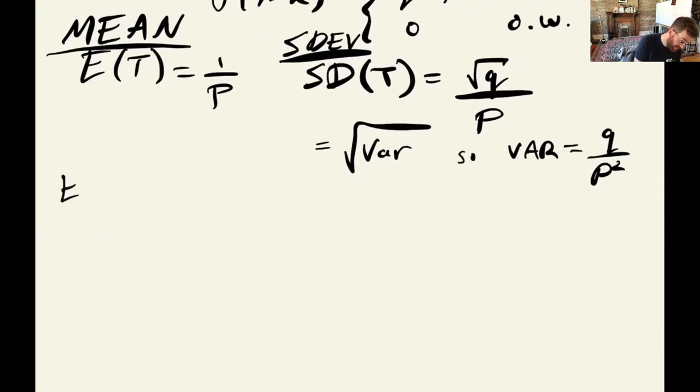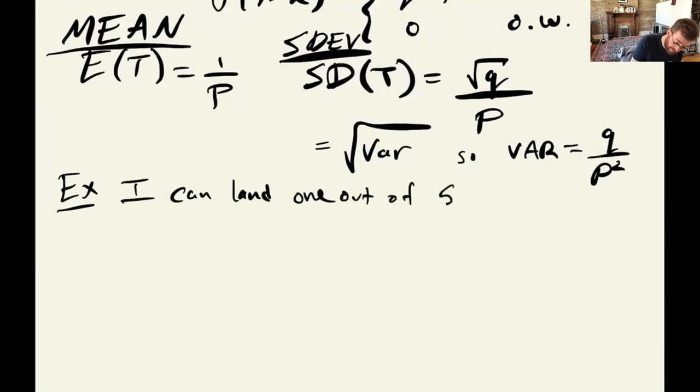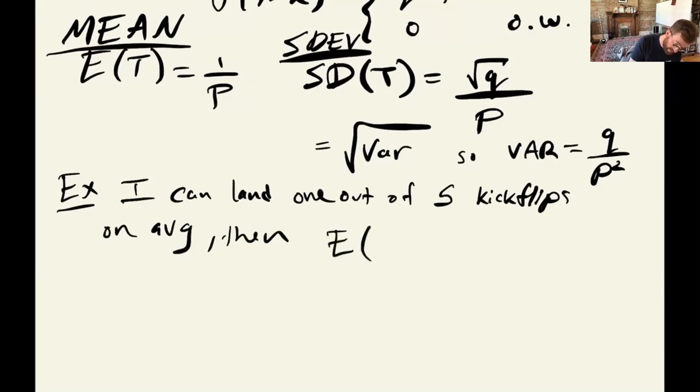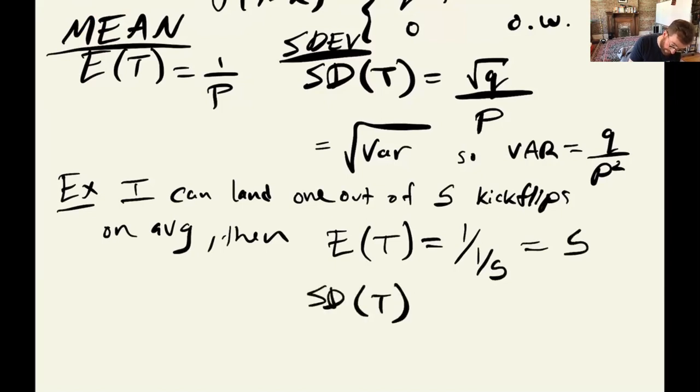Just to give you an idea, if I can land one out of five kickflips on average, then first of all, the expected number of kickflips until I land is 1 divided by 1/5, which ends up being 5. But what's the standard deviation in that number? Well, it's the same thing as the square root of, let me go with the variance, 1/p² is 25 times 4/5, which ends up equaling the square root of 20.